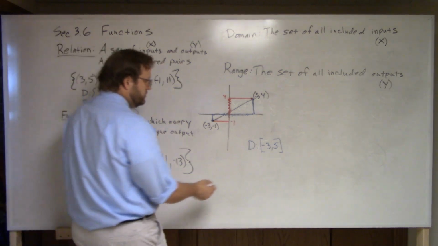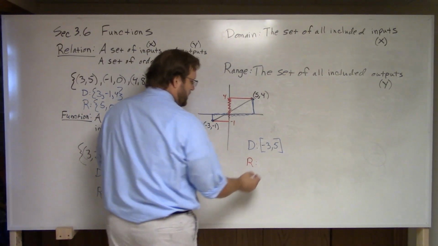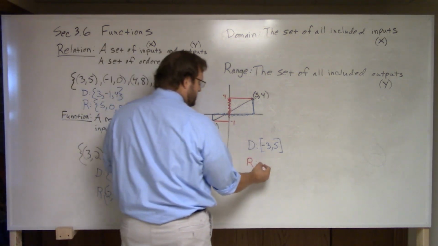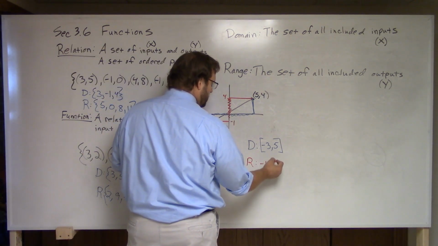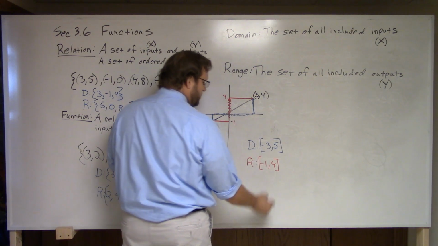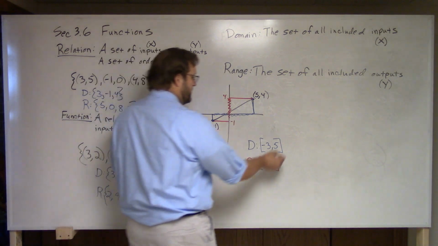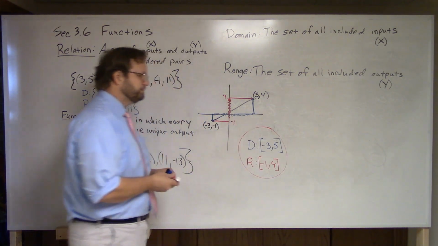So my range, I'm always going to go from the bottom to the top, small to large, is -1 to 4. Again, I'm including those because those circles were closed. And here is my domain and range.